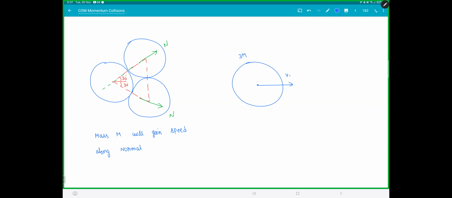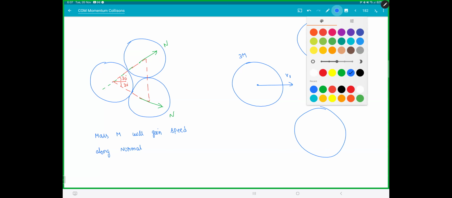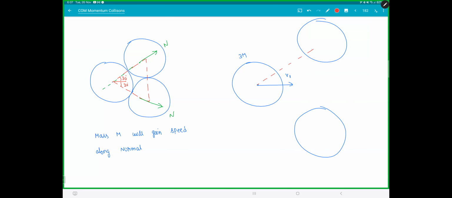The 3m, let the velocity be v1. This one will go with v2, and this angle is 30. This one also will go with v2 at 30. Is this diagram making sense? They both have to go that way. There is no other option, because think about it: for this m, the only force coming is this N. There is no other force, so it has to go that way. It can't go in any other direction.